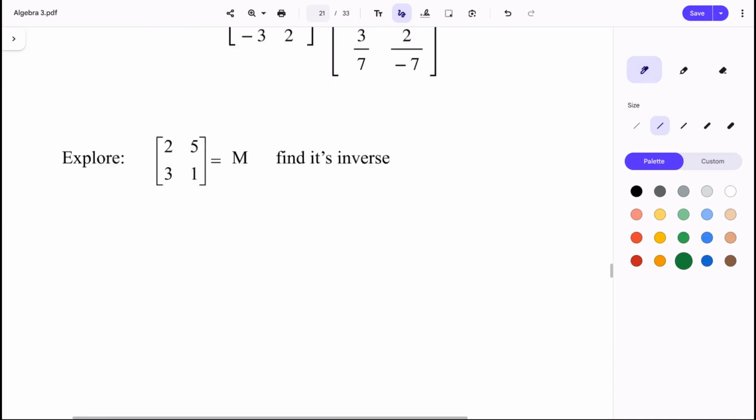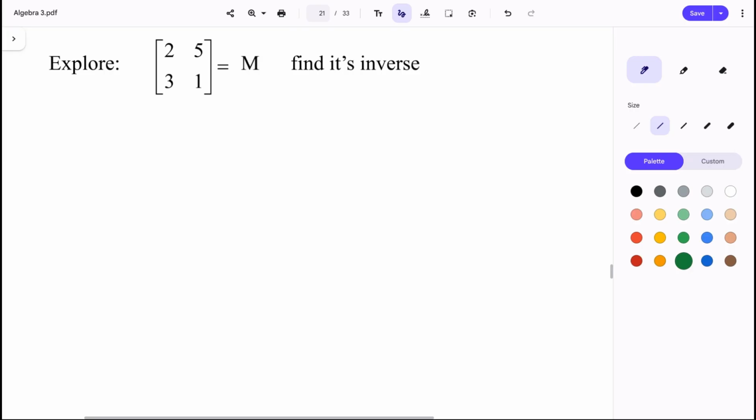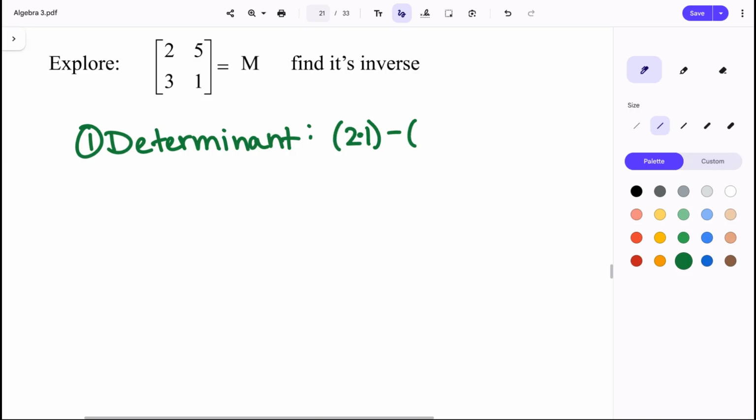So let's practice one from scratch here. First thing I want us to do is find the determinant. So step 1, find the determinant. How do we do that again? Got 2 times 1 minus 3 times 5. So that would be 2 minus 15. So the determinant is negative 13.